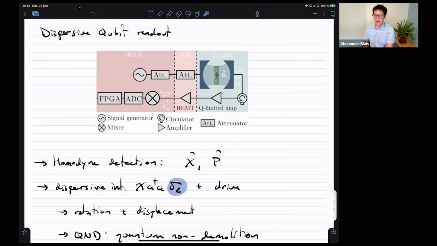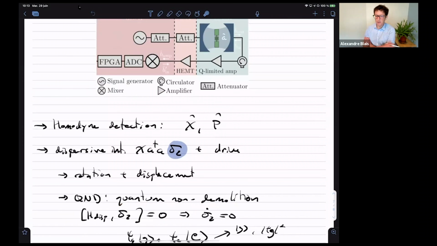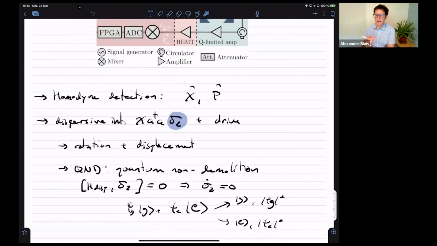And we've shown that thanks to this dispersive coupling, which generates a qubit state-dependent rotation in phase space, we can do a quantum non-demolition readout of the qubit state. Readout which only leads to dephasing of the qubit and, in principle, no spurious qubit flips.